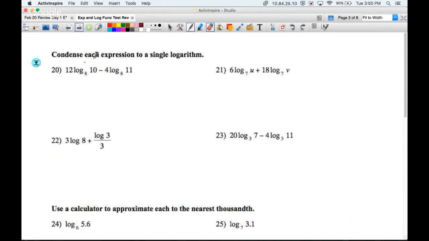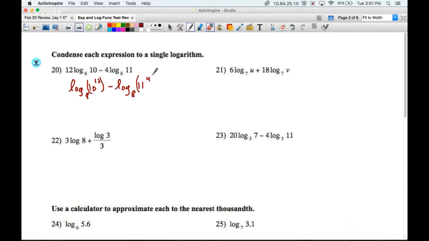All right, I need to condense these into a single logarithm. Although it's not stated, I don't need to simplify my exponents. So for number 20, for example, I can rewrite this just as log base 8 of 10 to the 12th, and then just leave that as 10 to the 12th. I don't have to write that out. Minus log base 8 of 11 to the 4th.